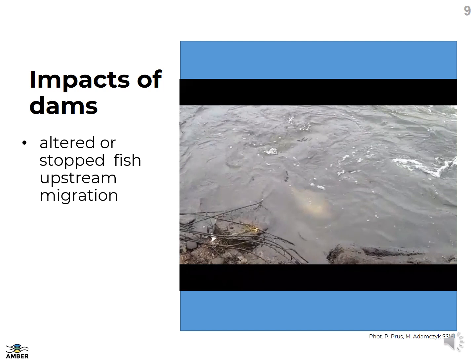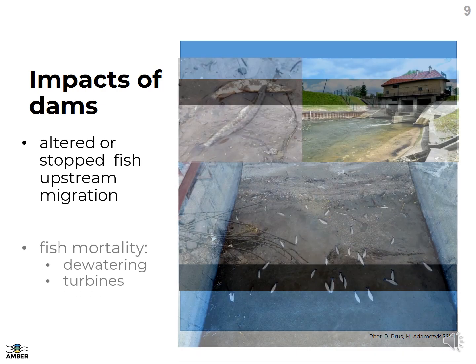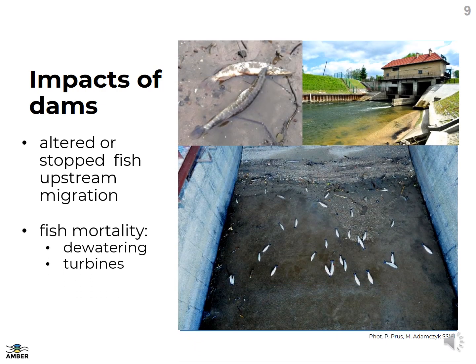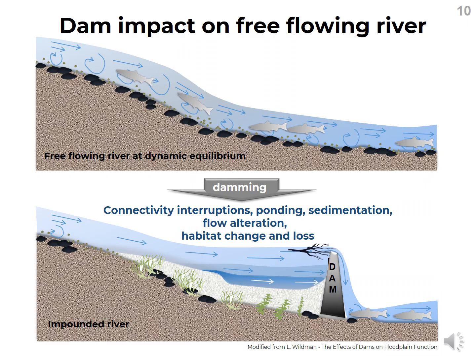This is, for example, the bream that we can see here in this movie. Another type of impact that is very well known is mortality caused by dewatering or by passage through the turbines. But impacts of barriers are much more complex.